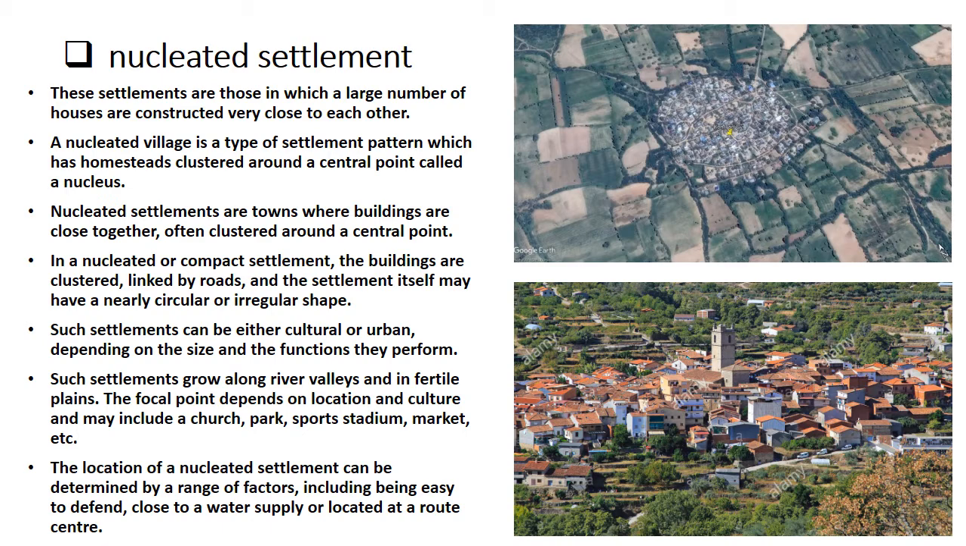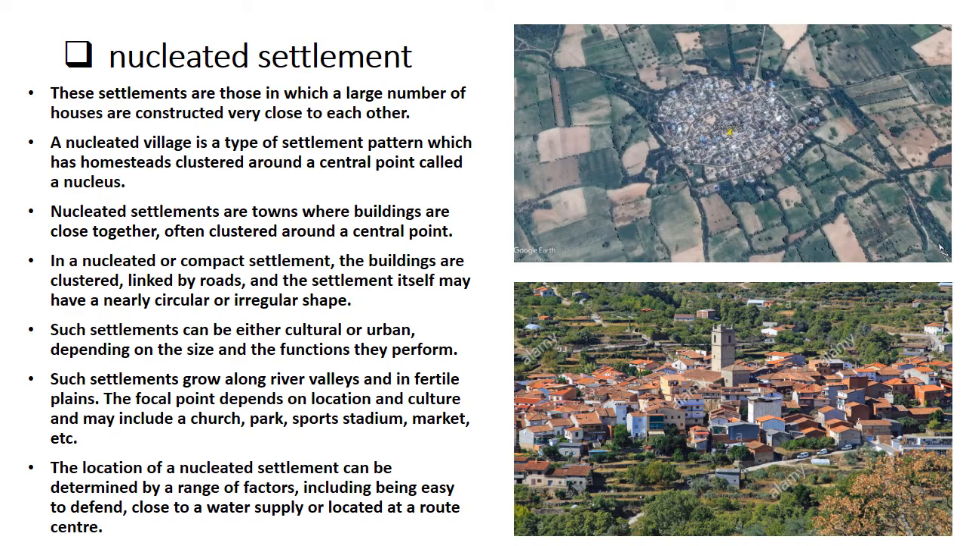Nucleated settlement. These settlements are those in which a large number of houses are constructed very close to each other. In this type of settlement, in a specific area, only the houses are constructed and it is very much populated. The houses are very close to each other. There is no proper space between the houses.